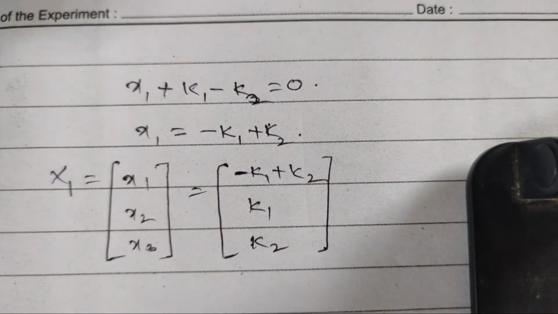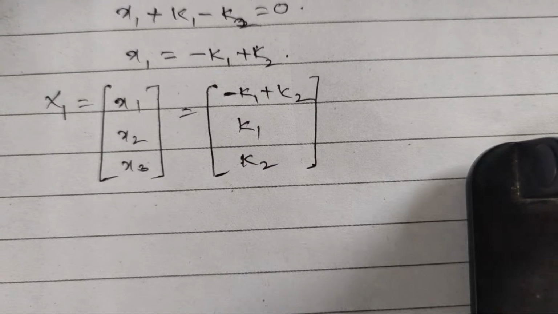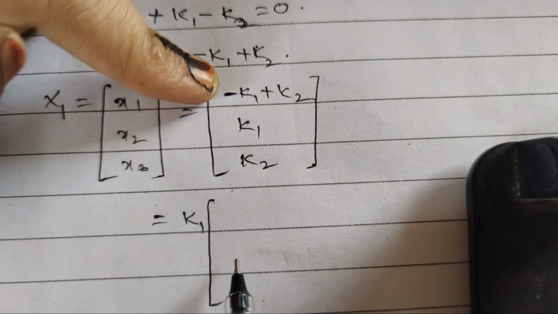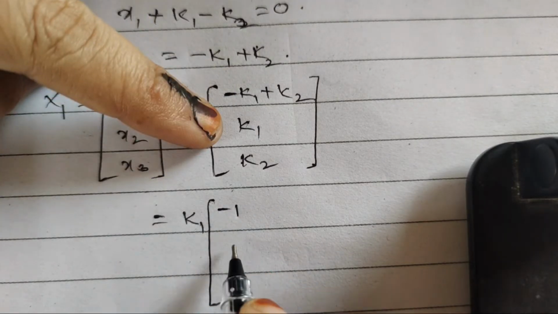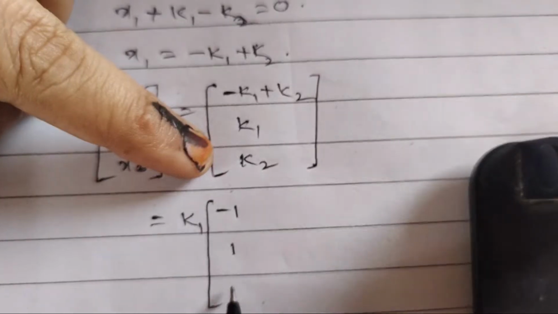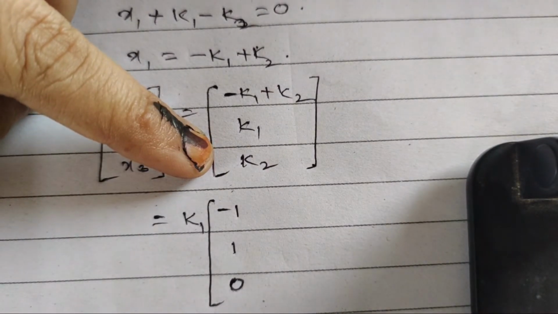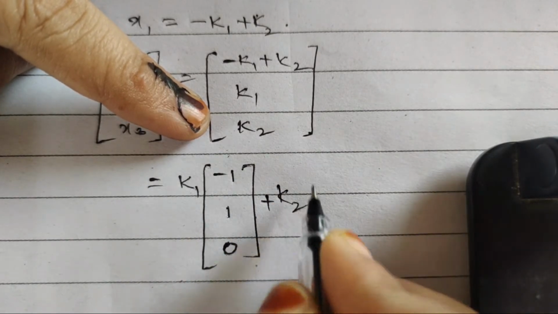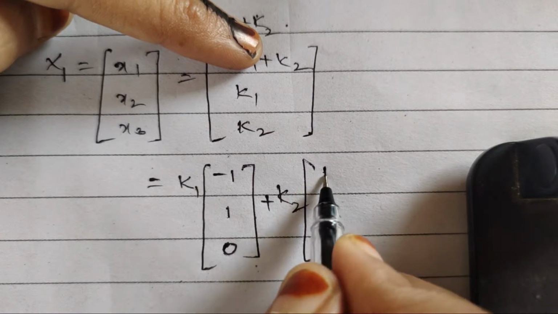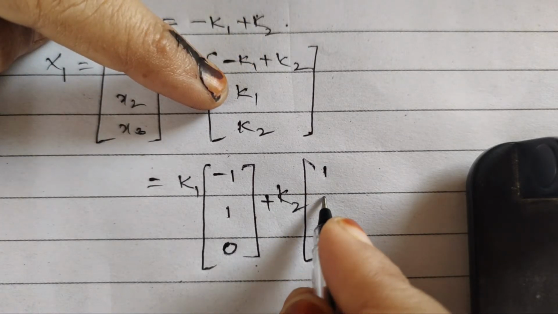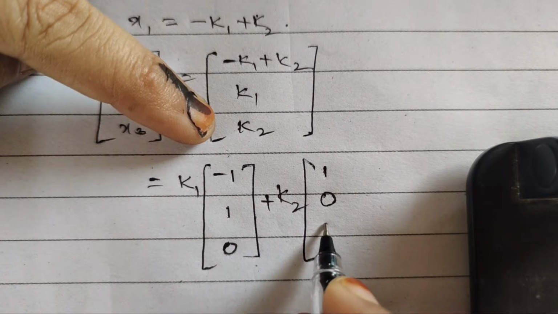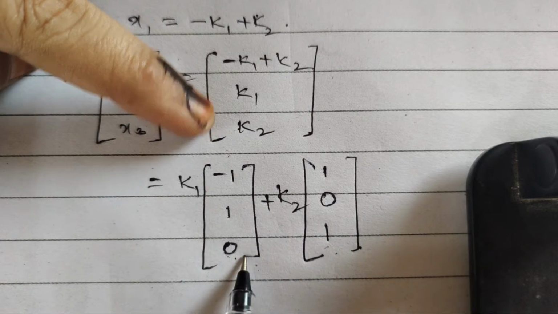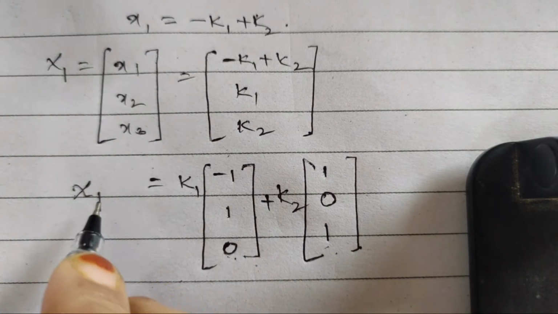See how we are going to get a solution from here. When we separate the k's, first I will take the k1 elements. From here I get minus 1, from here 1, and here there is no k1, so this is equal to 0. Next, plus k2. From here the first one is 1, and here I am not having any k2 value, so it is equal to 0. Then k2 is equal to 1. So this is what is called a solution. This is your first vector.